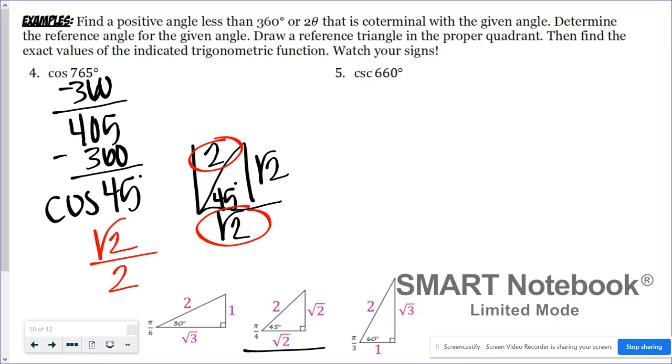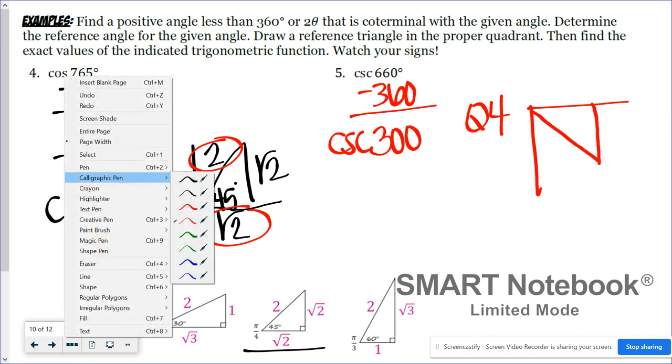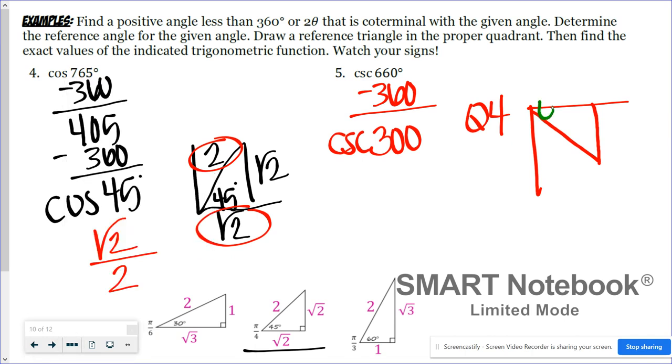So if necessary, go coterminal. 660 is a bit too big, so I'm going to go coterminal and subtract 360. So now I'm down to 300, and 300 I feel pretty good about. So now I'm ready to find my reference angle and make my reference triangle. So here I am. I'm going to be in quadrant 4 this time, right? Here in quadrant 4 for that 300-degree angle, that means I would have a 60-degree reference angle.